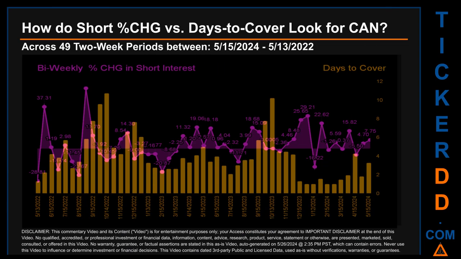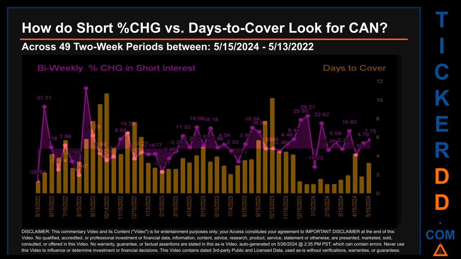Zooming out, I looked across 49 2-week snapshots, from latest found, May 15, 2024 to oldest found, May 13, 2022. In the graph, I overlaid bi-weekly percentage change in short interests against days to cover. Across these 49 2-week snapshots, the average percentage change of short interest was about 3.08%.